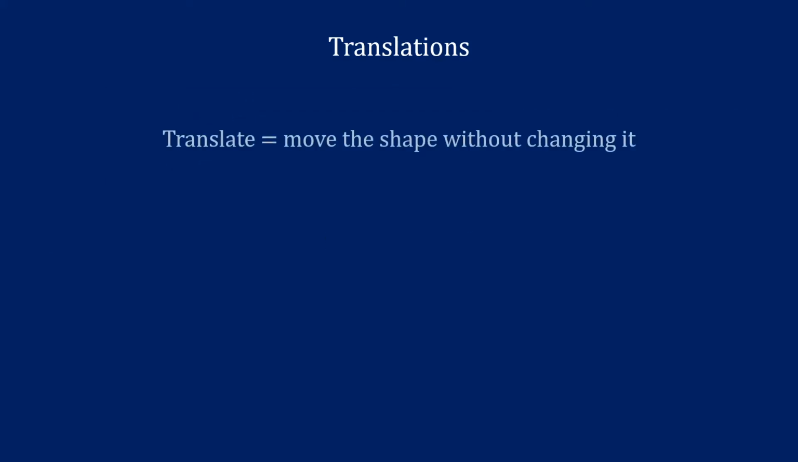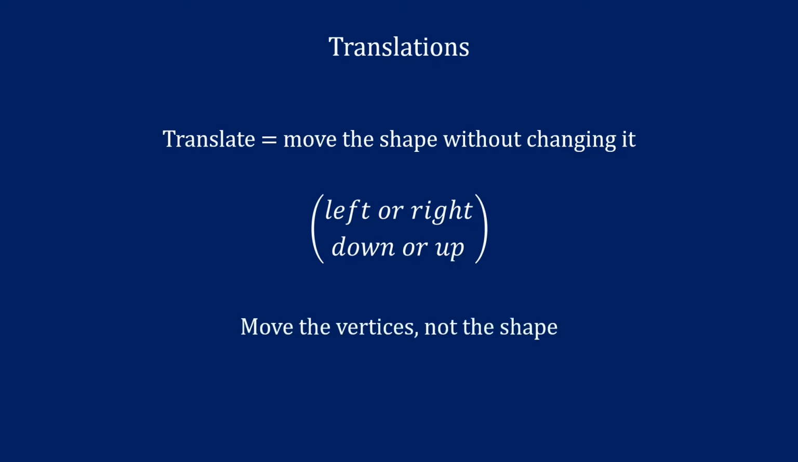So, to translate a shape is to move the shape without changing it. The vector is going to tell you where you're moving the shape. The top value tells you if it's left or right. The bottom value tells you how much down or up. And you're always going to move the vertices, not the shape.